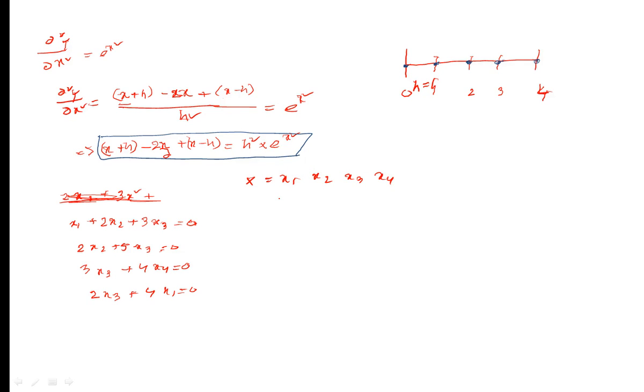Okay, so how can we transform this? We have four unknown values, so every equation must represent all four unknowns. For the first equation, we can write down the coefficients. What is the coefficient of x1 in the first equation? It is 1, then 2, then 3, and the coefficient of x4 in this equation is 0, right?